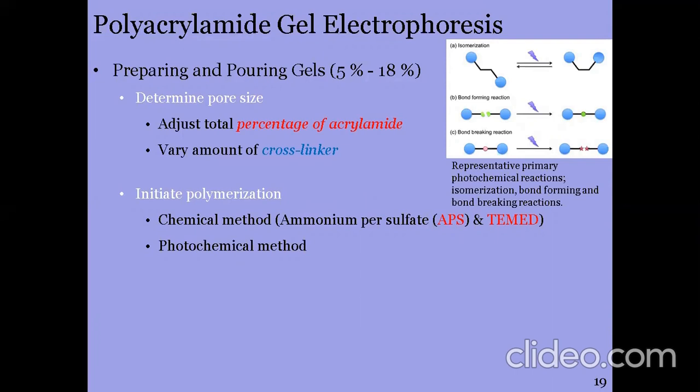In the photochemical method, light can do isomerization reactions and bond forming reactions. So bonds can be formed, and bonds can even be broken with a photochemical reaction. Here we are using bond forming reactions to initiate polymerization. But the chemical method is more frequent. We do use APS and TEMED in our daily experiments.